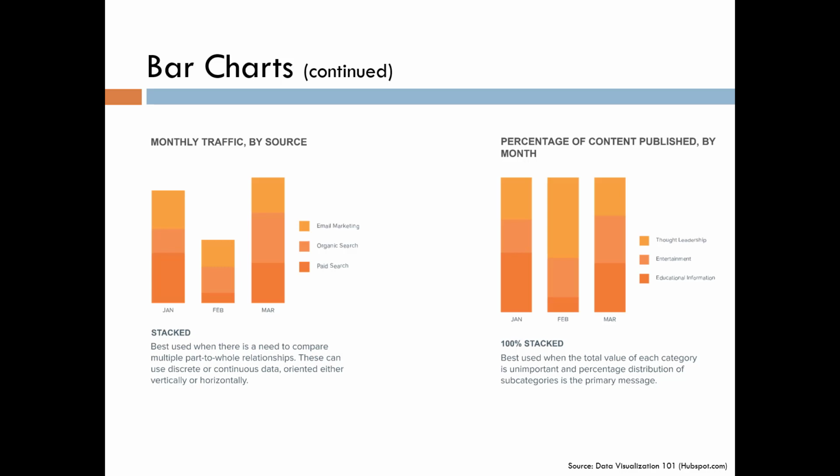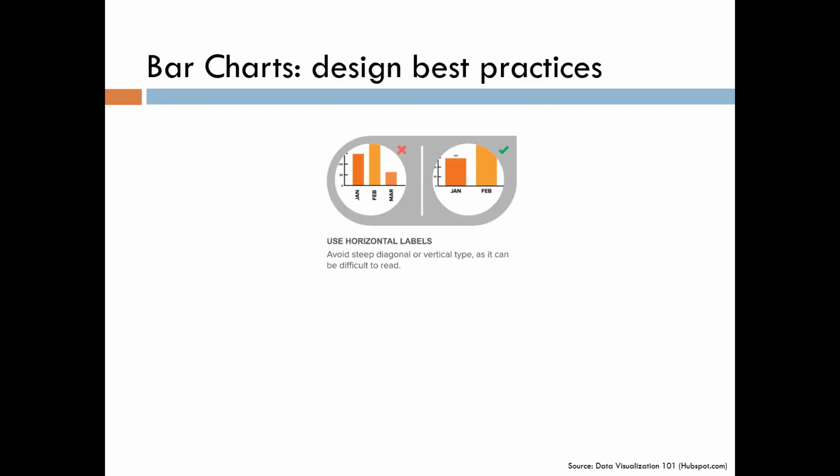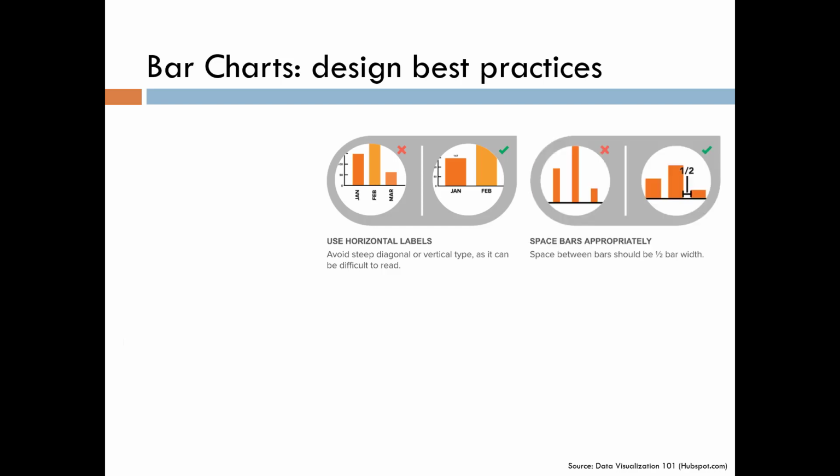A 100% stacked chart is one where the total height corresponds to 100%, and the total is not important, but the percentage contributions of the part are the key takeaway. Here are some best practices. Use horizontal labels to make them easy to read, or tilt them at an angle if they don't fit. The space between bars should be half the width of each bar.